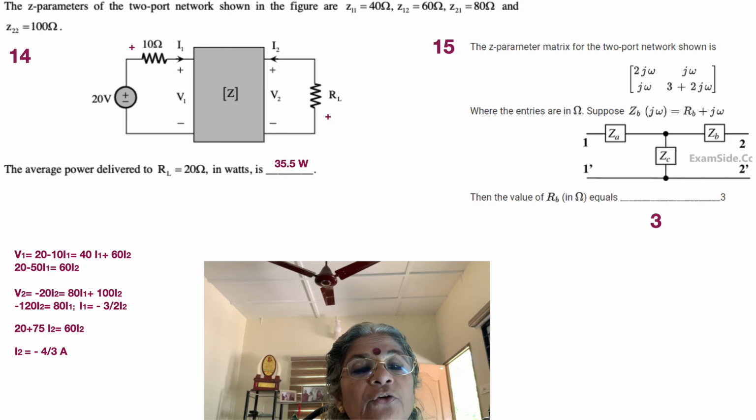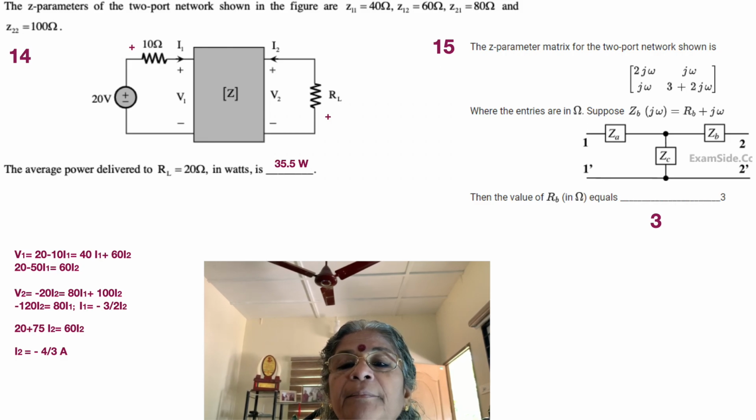So if I2 is equal to minus 4 by 3, then the power delivered is going to be I2 square into RL, because the power is delivered to RL. So that gives us 35.5 watt. So you can do other things by just representing whatever is happening inside many components as a black box, using any of the parameters. So let's look at the 15th problem.